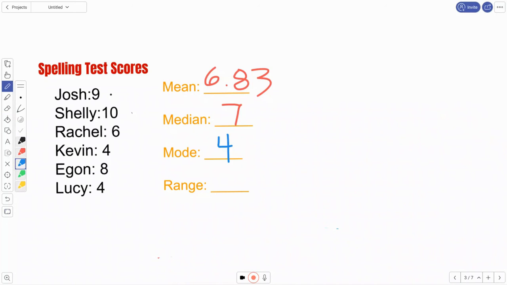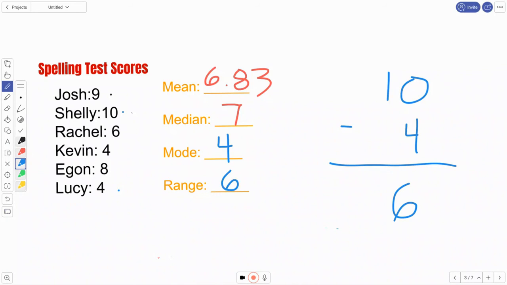Okay, so our biggest number is 10. You can see that right there. Our smallest number is 4. So I take the biggest number, subtract the smallest number from it. It's going to tell us how many numbers are in between the smallest and the biggest. Well, 10 minus 4 is 6. So our range is 6. Our numbers can go kind of in a range of 6 from 4 up into 10.